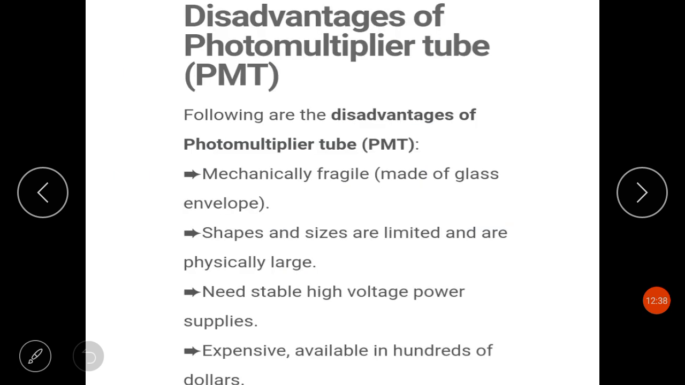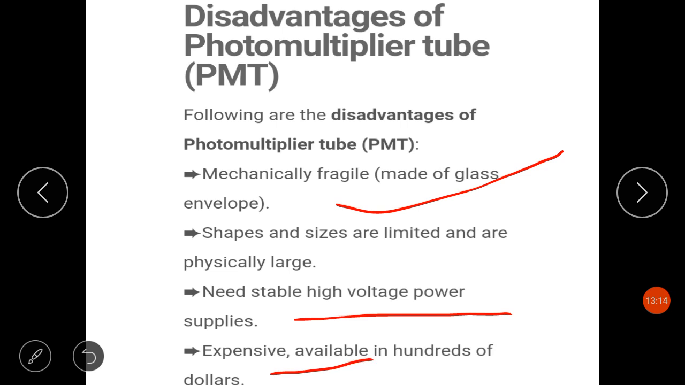Other disadvantages of the photomultiplier tube are that since the whole arrangement is mounted inside a glass envelope, it is mechanically fragile. The shapes and sizes are limited and they are physically very large. Photomultiplier tubes need high voltages for the acceleration of electrons and therefore amplification of photoelectric current. So high voltage power is required, and because of all these factors photomultiplier tubes are expensive. So this was all about photomultiplier tubes.